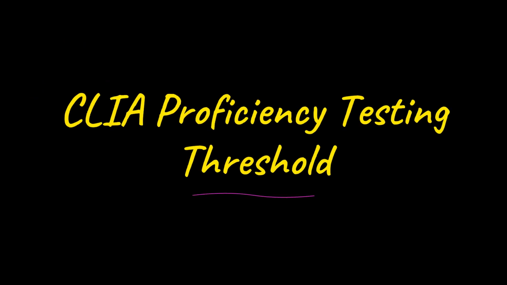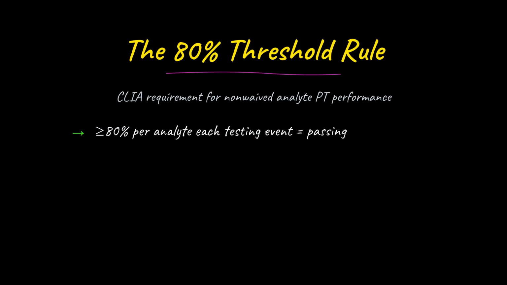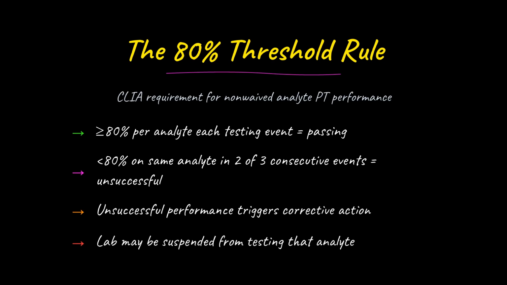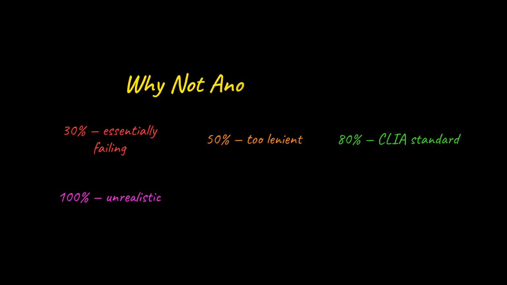Proficiency testing is the federal mechanism that verifies a laboratory consistently produces accurate results. The standard acceptance threshold every non-waived laboratory must meet is 80%, a number set deliberately by CLIA as a balance between analytical reality and patient safety. Each testing event, a laboratory's score for an analyte is the percentage of submitted values that fall within the allowable range. 80% or higher passes. Falling below 80% on the same analyte in 2 of 3 consecutive events earns the unsuccessful performance designation, triggering mandatory corrective action and possible suspension of testing.